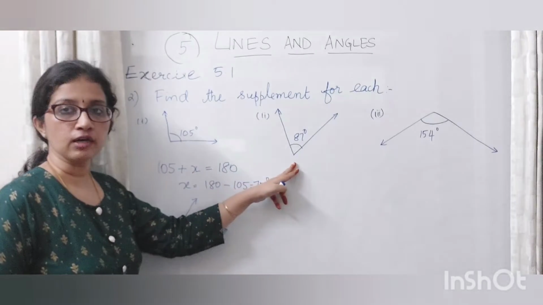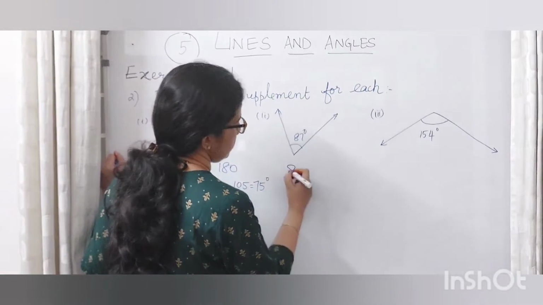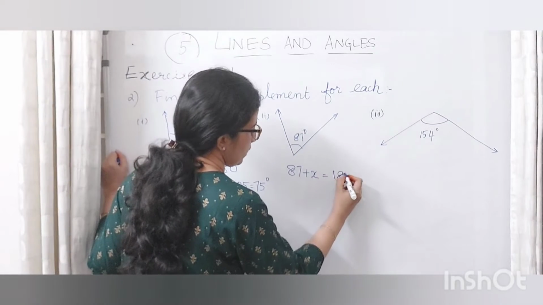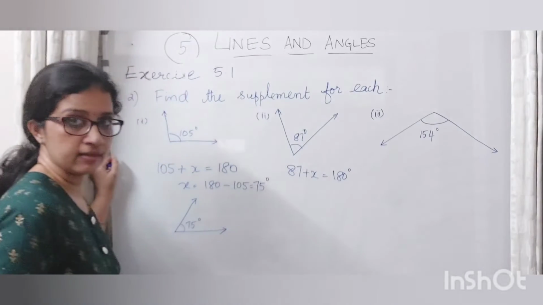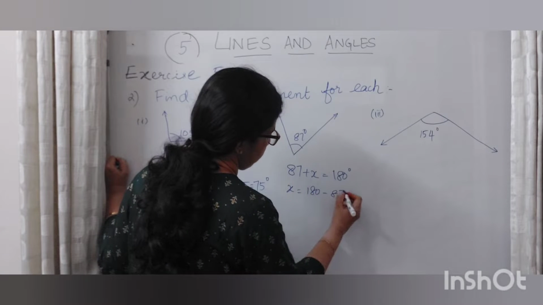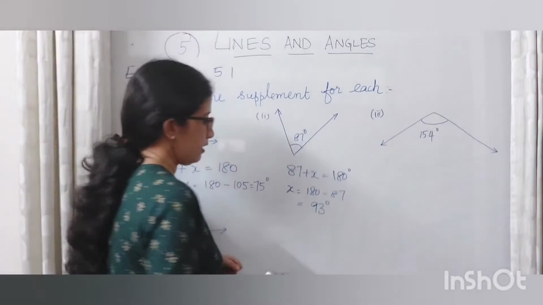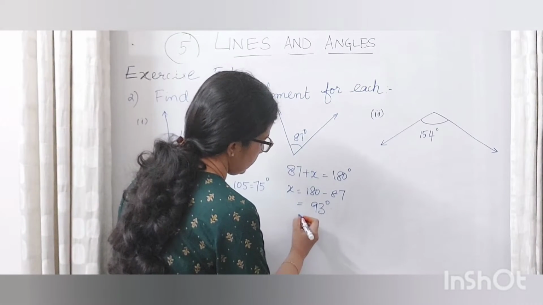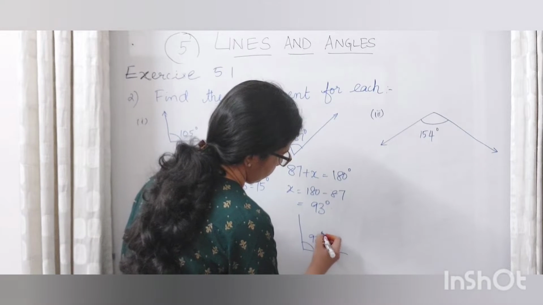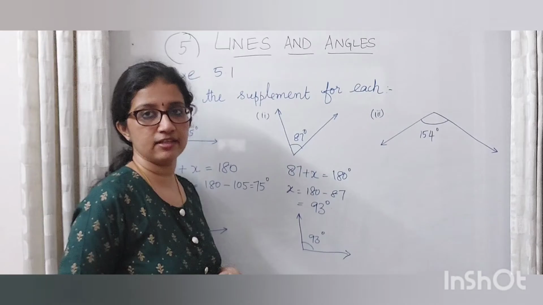Now let's move on to the next question, that is 87 degrees. 87 plus its supplementary angle x is equivalent to 180 degrees. Correct? So what is x? x is equal to 180 minus 87 is equal to 93 degrees. So draw an angle measuring 93 degrees. This is the supplement for this one, the 87 degree angle.